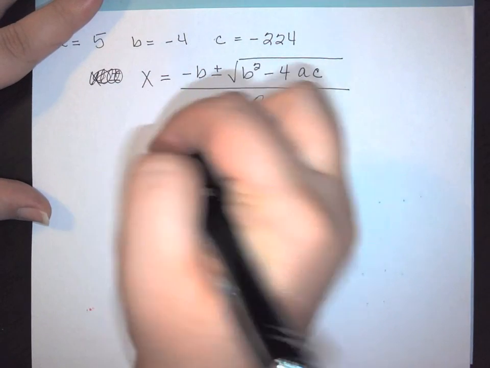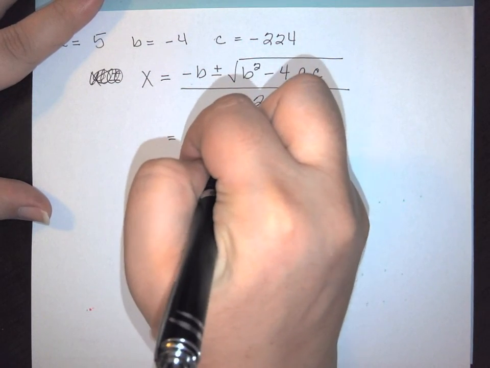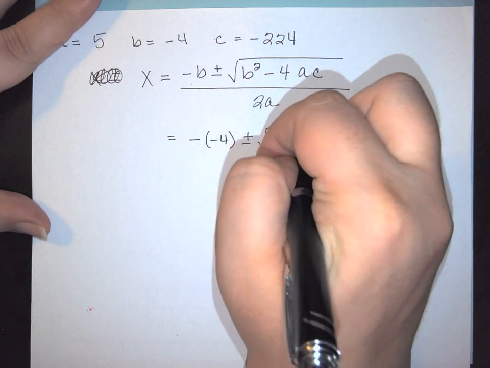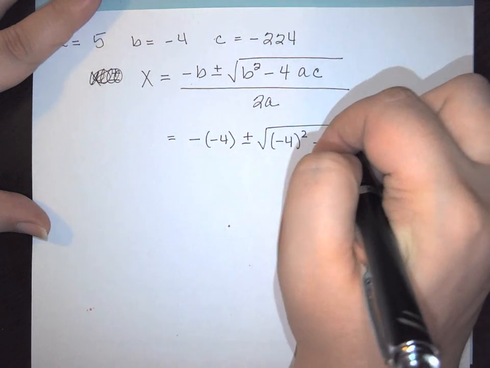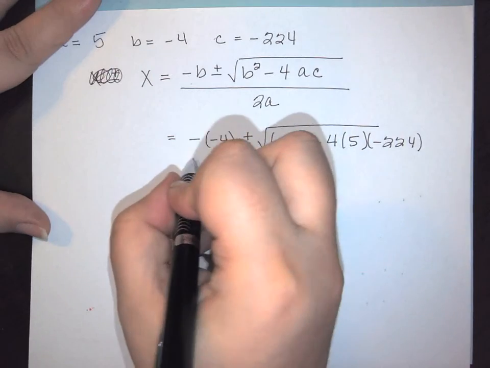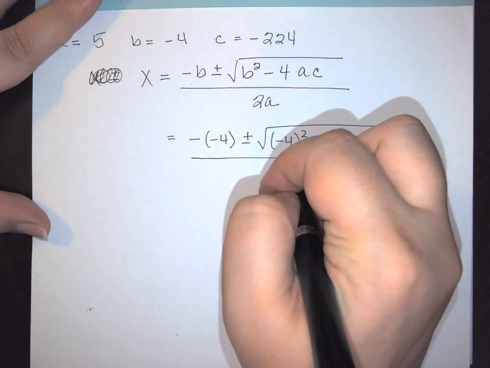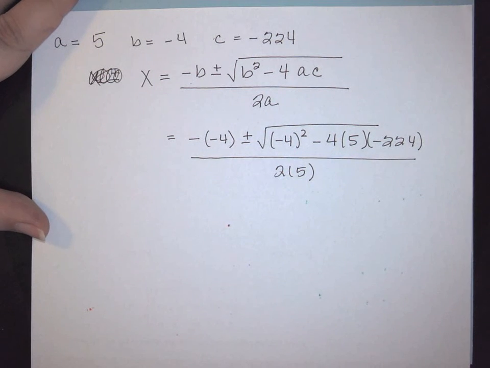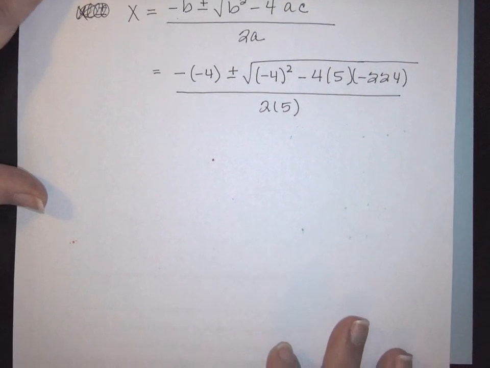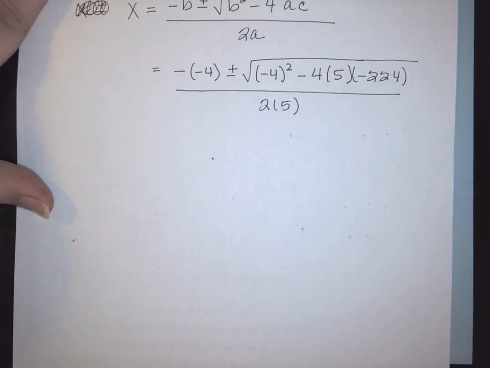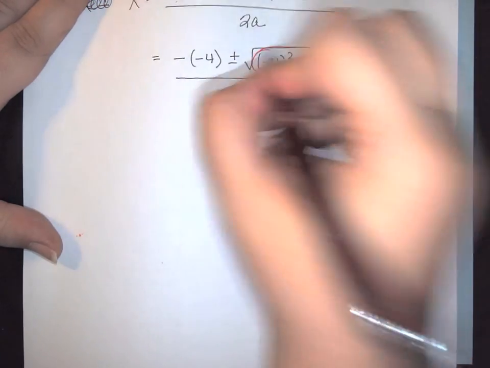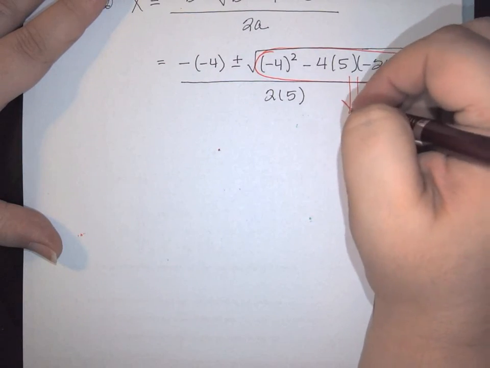So in this case, we end up with the negative of my -4 plus or minus the square root of -4 squared minus 4 times 5 times -224, all over 2 times 5. Now we have to start simplifying our problem down. The first place that I would start is with the stuff under the radical, and we are going to simplify this down.